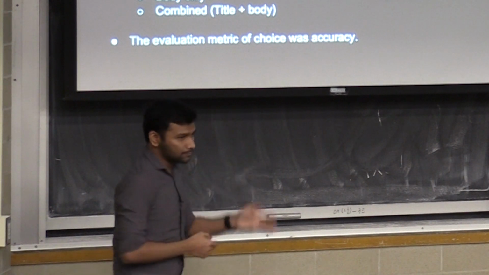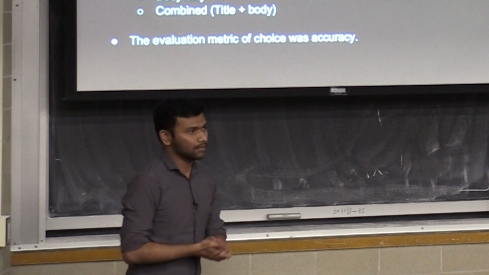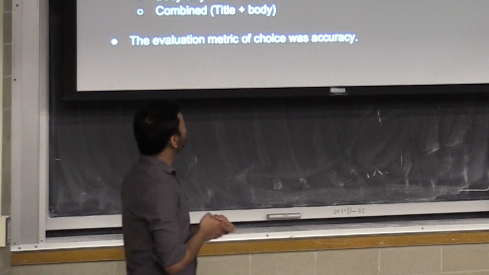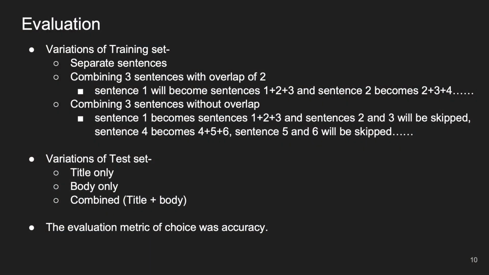The third version of training data is the same thing but without overlap. Let's call that version no overlap. As the name suggests, there are no overlapping sentences in the training data. Similarly, for the test data, we created 3 different versions of Stack Overflow questions: just title, just body, and the combined title plus body.